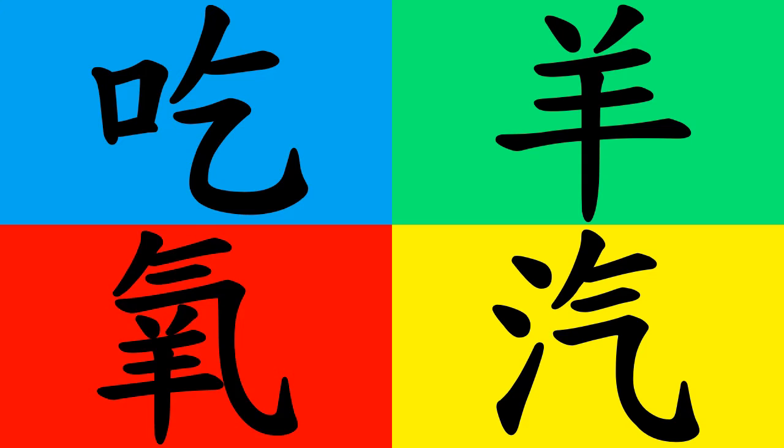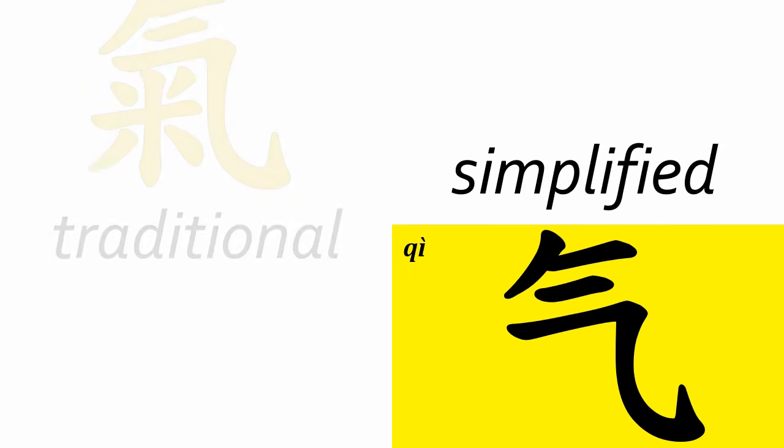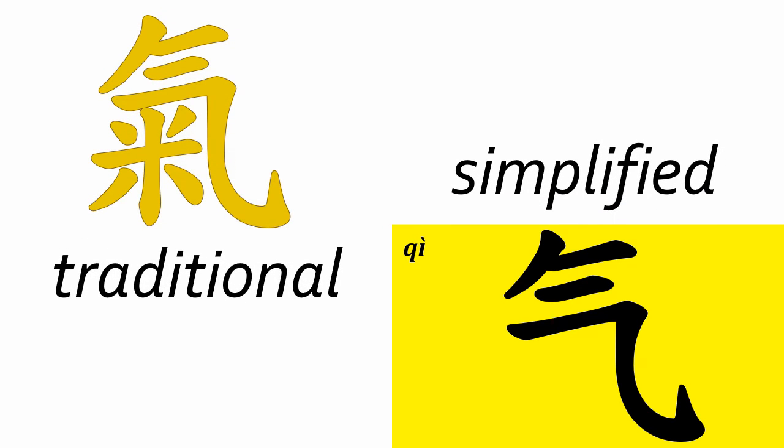Here is our color chart with today's 8 characters. 气, 吃, yang, yang. 气, 起, 盖, and 米. Here's a recap of today's lesson.